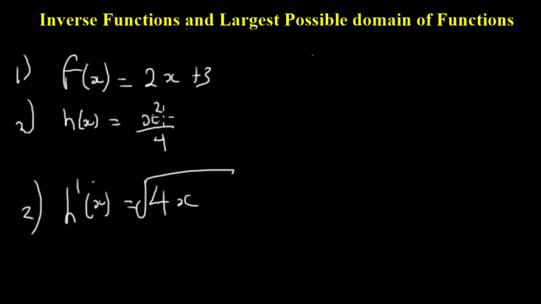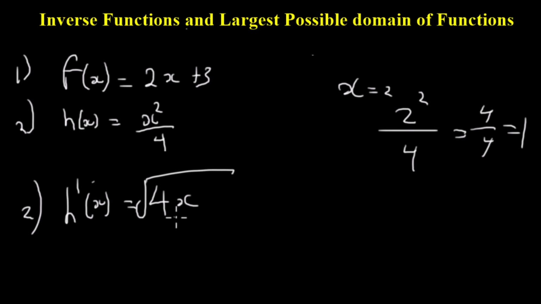So taking the square root, let's try putting in a number here and see whether we have the same thing. Let's assume that x is equal to 2. So 2 squared over 4. 2 squared is 4, over 4, this is equal to 1. So let me put 1 here and see whether I will have 2 back, where I'm starting from.